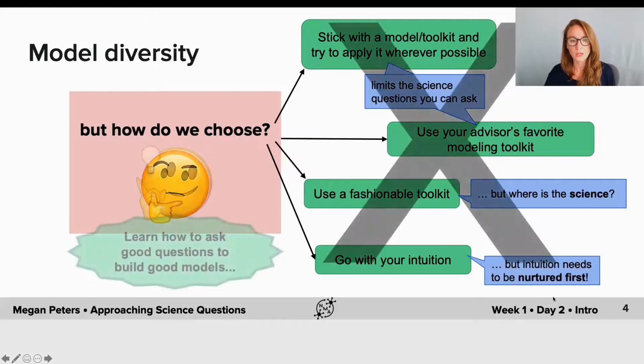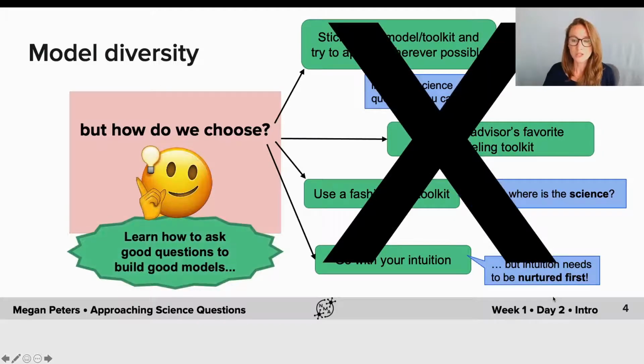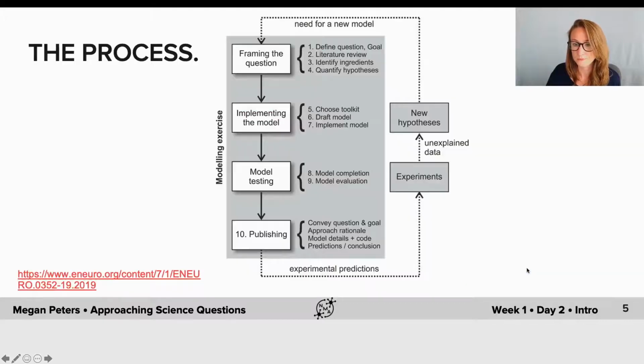So basically what we need to do, and what we're going to start to do over the next 3 weeks, is learn how to ask really good questions to build good models in order to be able to answer those really interesting scientific questions themselves.